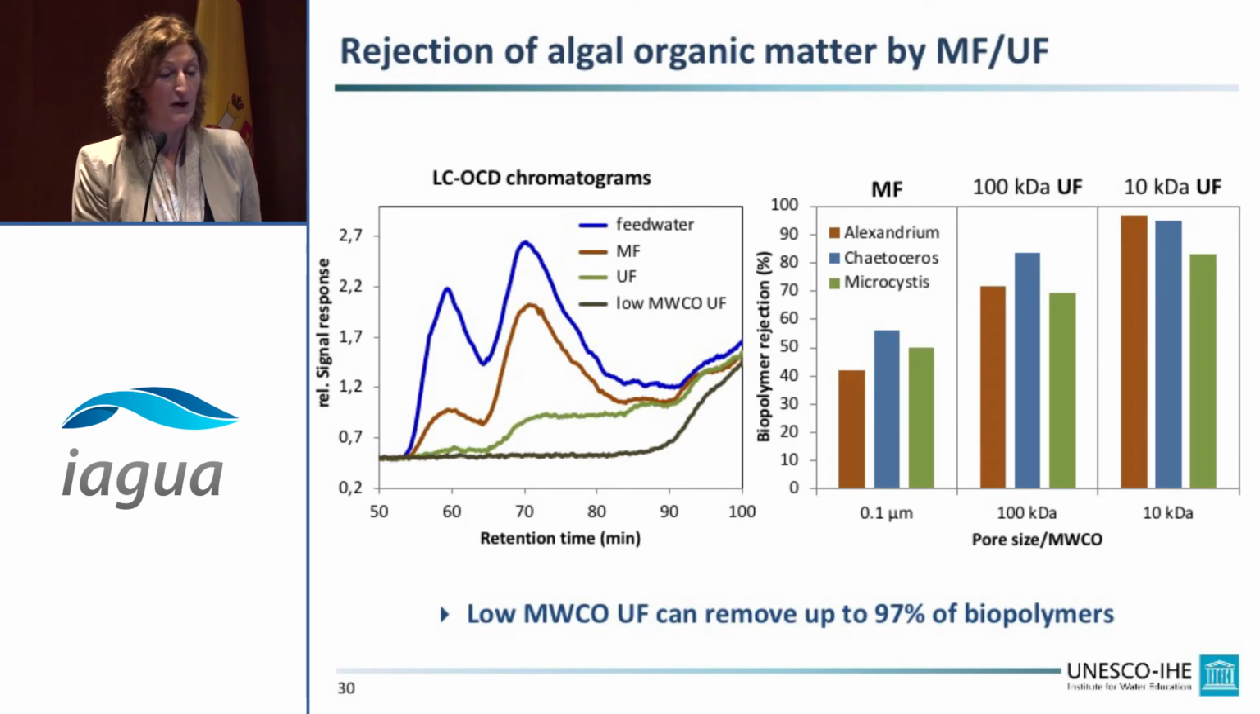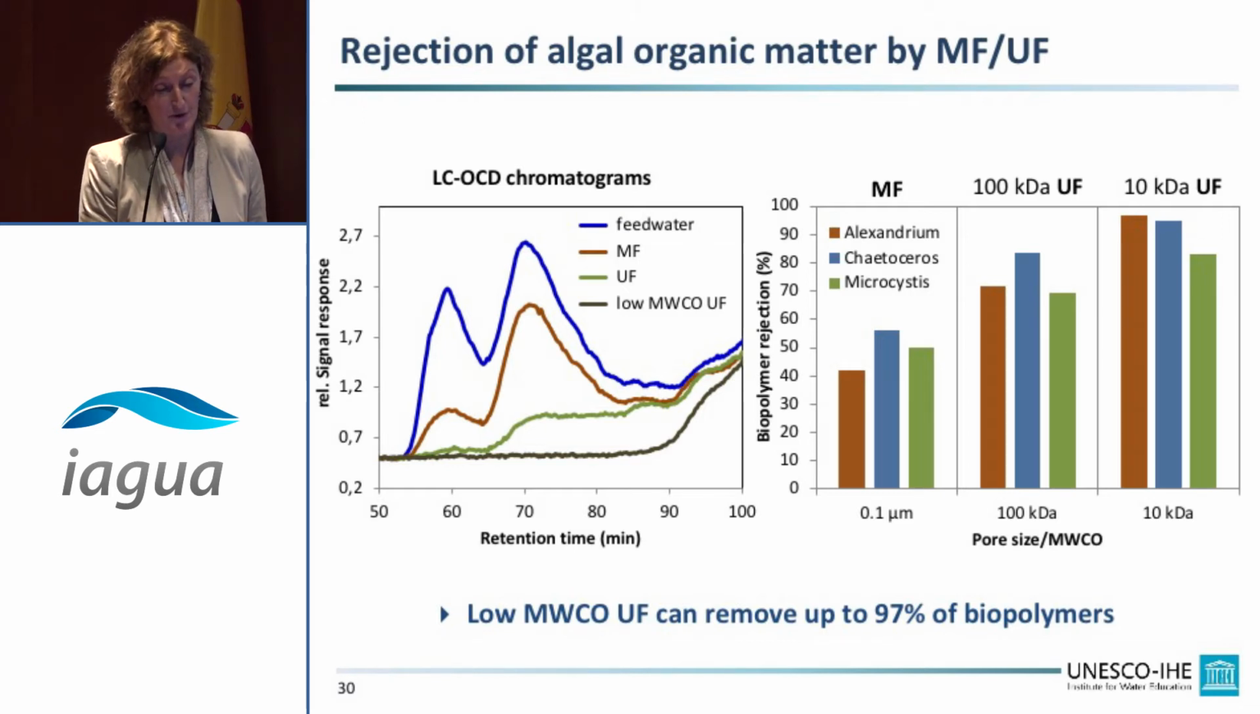Now here we look at how micro and ultrafiltration can retain algal organic matter. So here we have a feed water. This is the LC-OCD signal here. And the feed water here, it's a seawater, contains algal organic matter. So when we pass it through a microfiltration membrane, we remove really the larger algal organic matter. When we pass it through the ultrafiltration membrane, we remove much more. And when we pass it through what we call a low molecular weight ultrafiltration membrane, which is like a 10 kilodalton membrane, we remove almost all the algal organic matter.